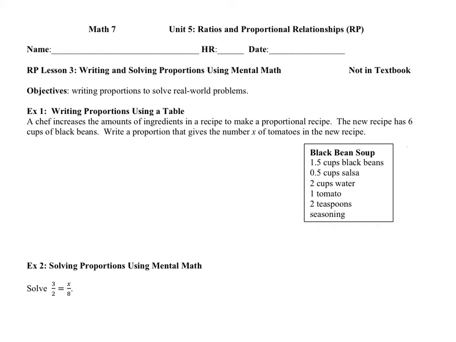All right, so the chef increases the amount of ingredients in a recipe to make a proportional recipe. We want it to taste the same. We just need to change the amount that we make. The new recipe has 6 cups of black beans. We need to write a proportion that gives a number x of tomatoes in the new recipe.